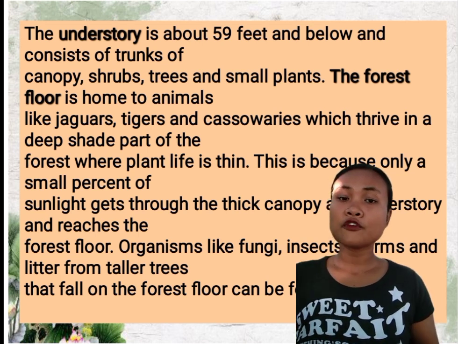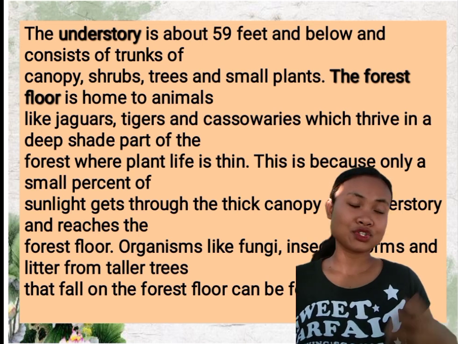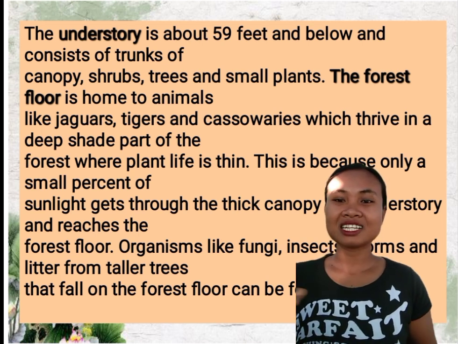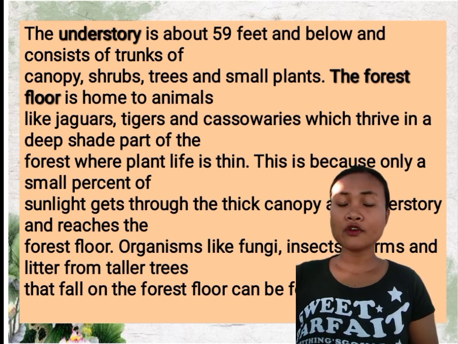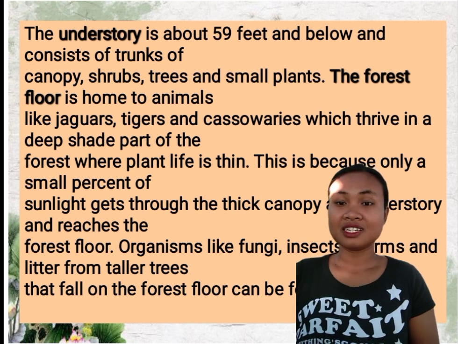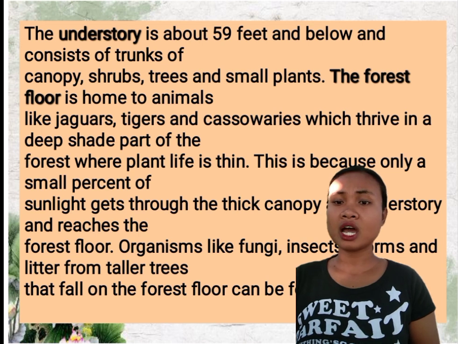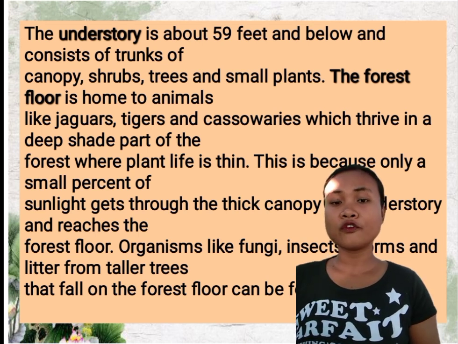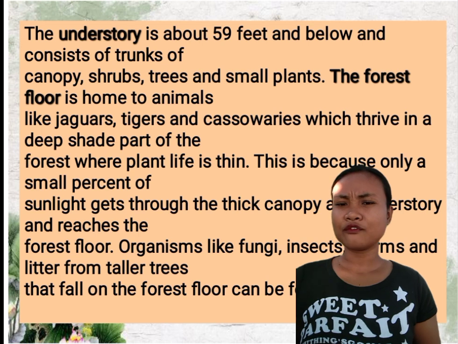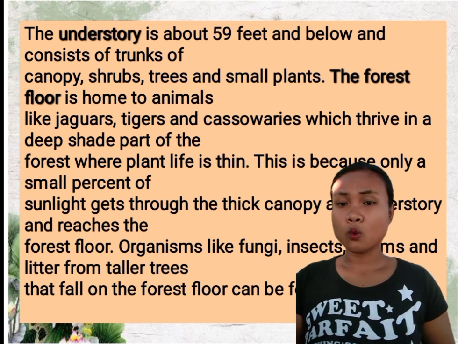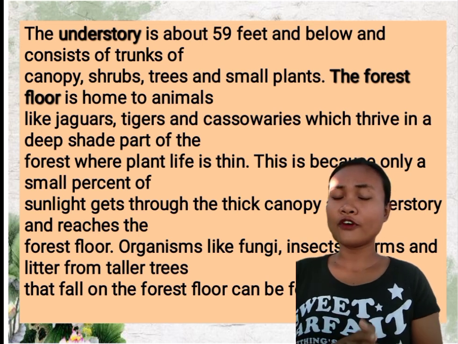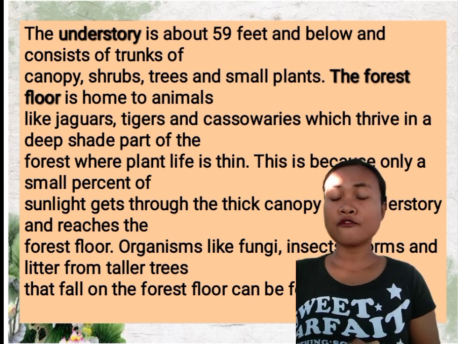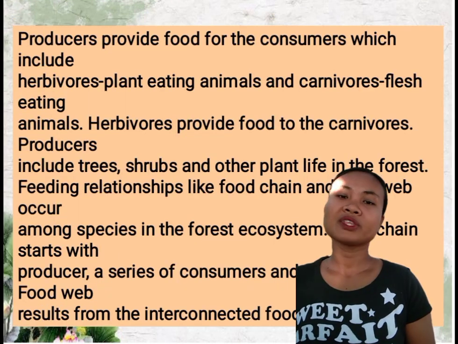and consists of trunks of canopy, shrubs, trees, and small plants. The forest floor is home to animals like jaguars, tigers, and cassowaries, which thrive in a deep shade part of the forest where plants live thinly. This is because only a small percent of sunlight gets through the thick canopy and understory and reaches the forest floor. Organisms like fungi, insects, worms, and litter from taller trees that fall on the forest floor can be found here.